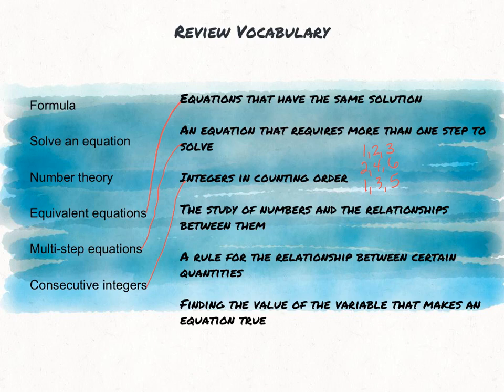The study of numbers and the relationships between them is number theory. A rule for the relationship between certain quantities is a formula. And finding the value of the variable that makes an equation true is when you solve an equation.